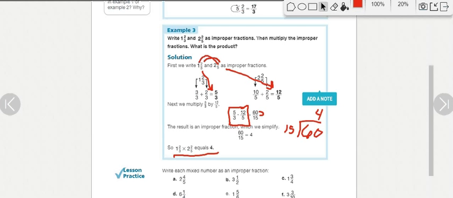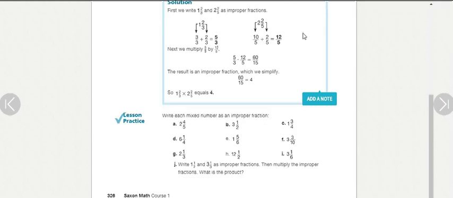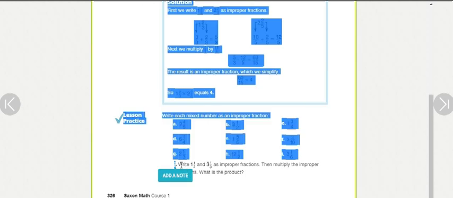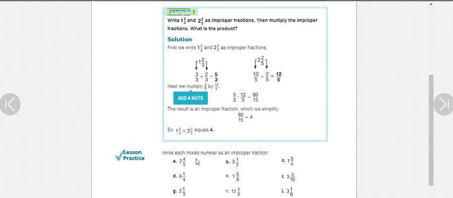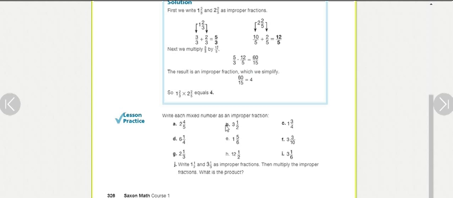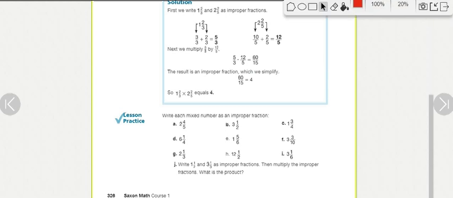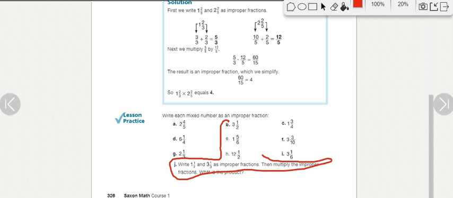For practice, looks like they've got us writing mixed numbers, and then they've got one of these multiply. For letter J, use example 3 to help you. So let's do B, E, H, and J. B, E, H, and J, please. Thank you.